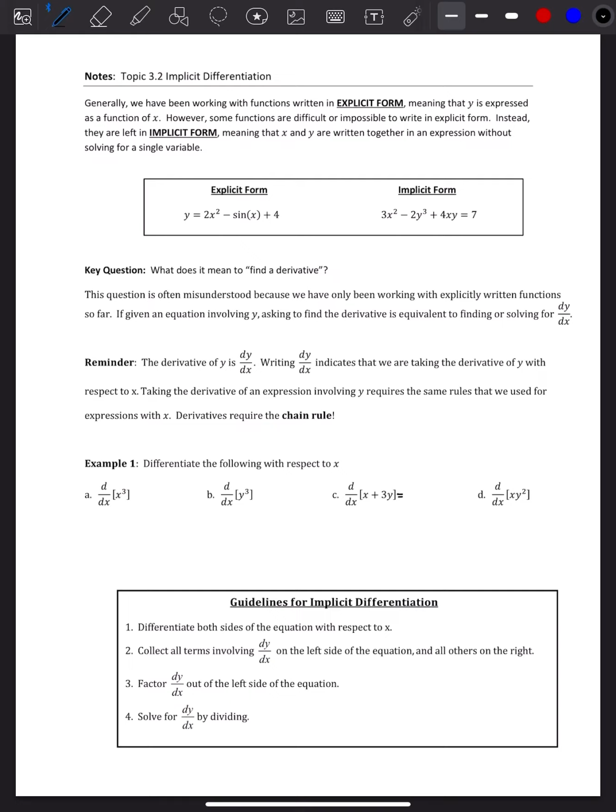So we've been dealing with explicit form. And explicit form is just having two variables, one on one side that is by itself, one of them to the first power, and we have another variable on the other side. Generally, it's x. So we could take the derivative of this function using the rules as we know them normally.